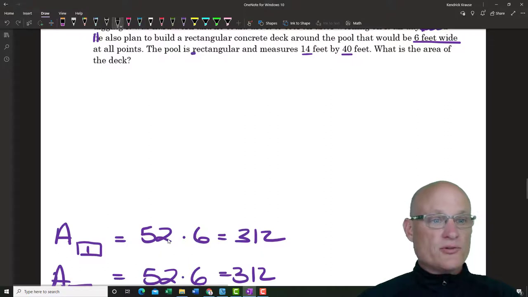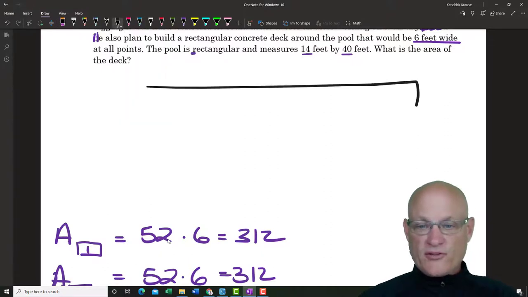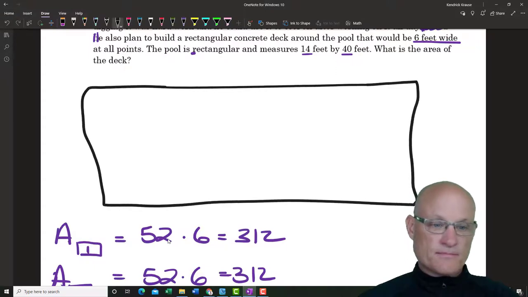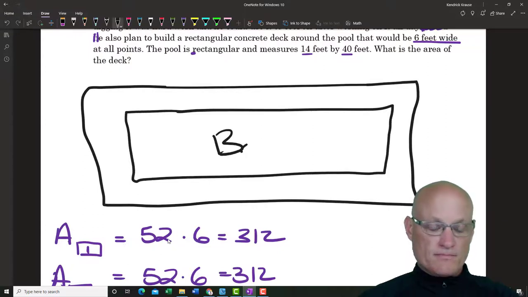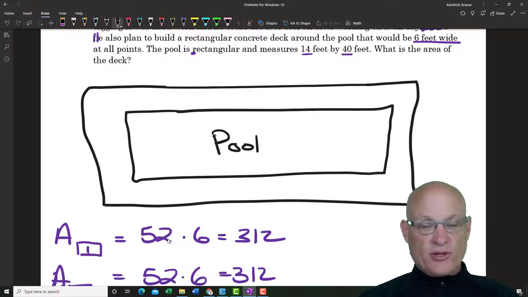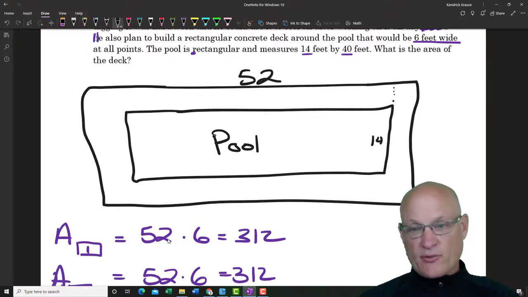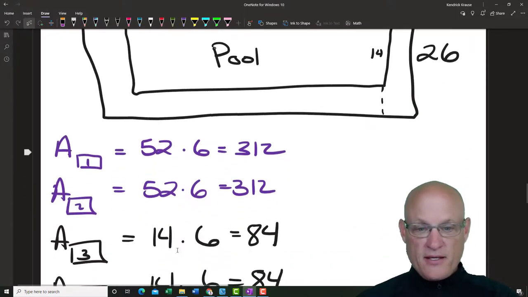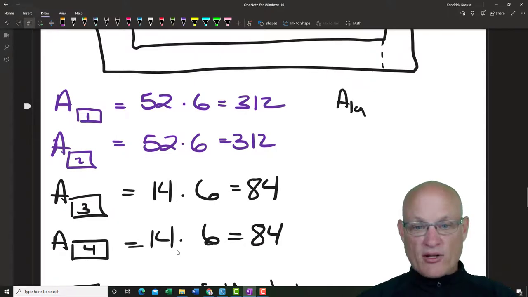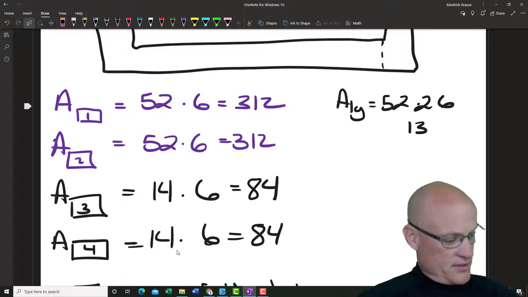So I'm going to grab my pool. This is the whole outside area. And this is the pool on the inside. So if I take the area of this, this is 52. Now remember, this was 14, correct? So if I add 6 this way, that's 20. And I add 6 this way, that's 26. So this length is 26. So the area of the very large rectangle, we'll call that area large, is equal to 52 times 26, which I believe is 1352.